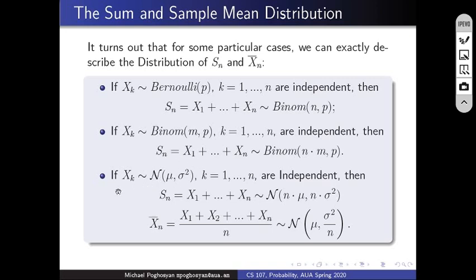Okay. Now, important cases when Xk's are normal with mu, sigma squared, with mean mu and variance sigma squared. If Xk's are independent, then the sum of Xk's will be again normal with parameters n times mu and n times sigma squared. So the mean will be n times mu and the variance will be n times sigma squared.